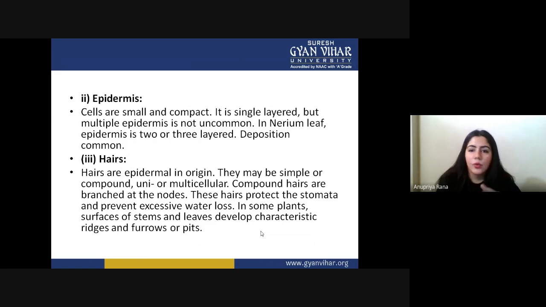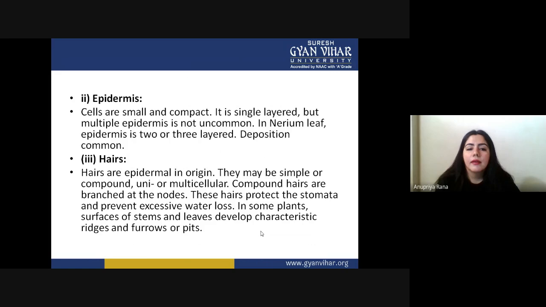There is no intercellular space between cells, because if there were an intercellular space, water could evaporate through it. That's why they do not have any intercellular space. Multiple epidermis is not uncommon. Sometimes multiple epidermis is present, or the epidermis can be 2 to 3 layers, because the more epidermal layers, the more water we can store.